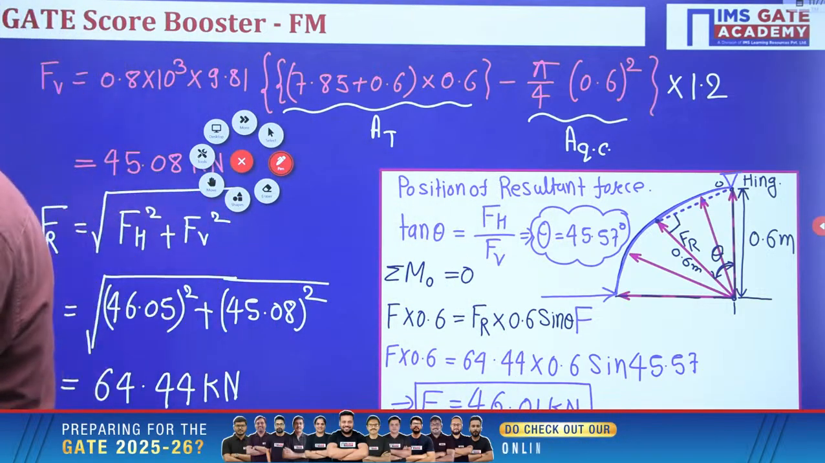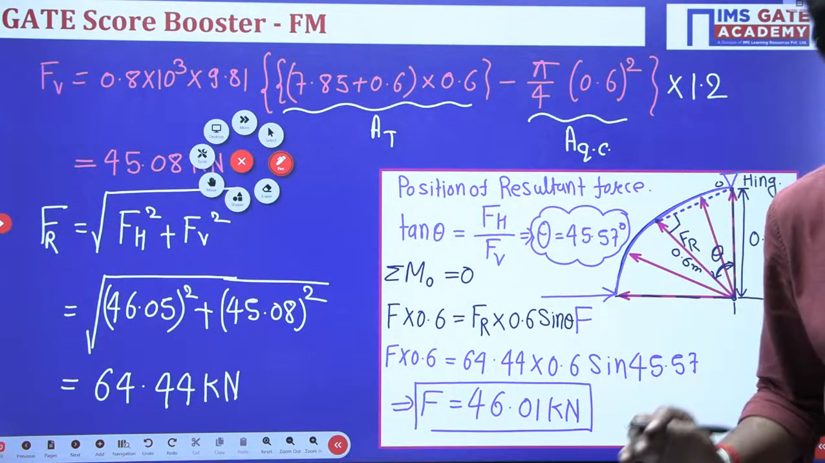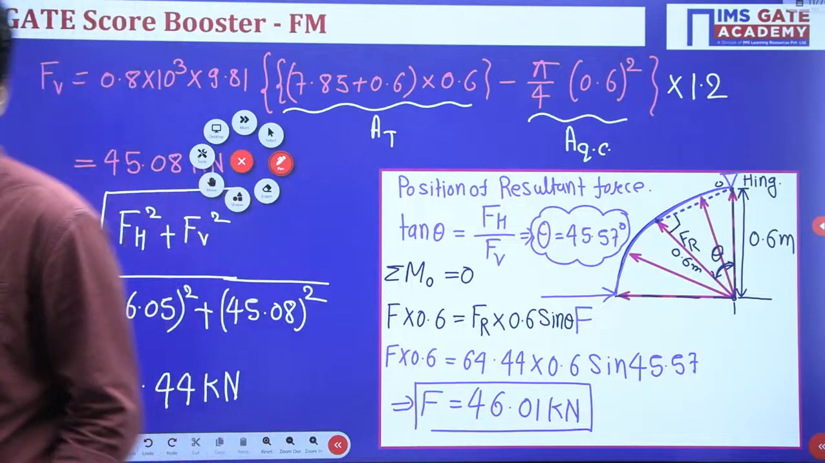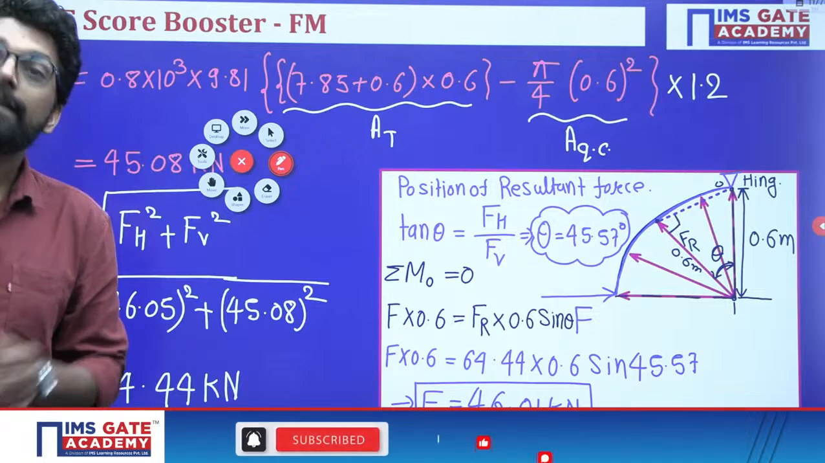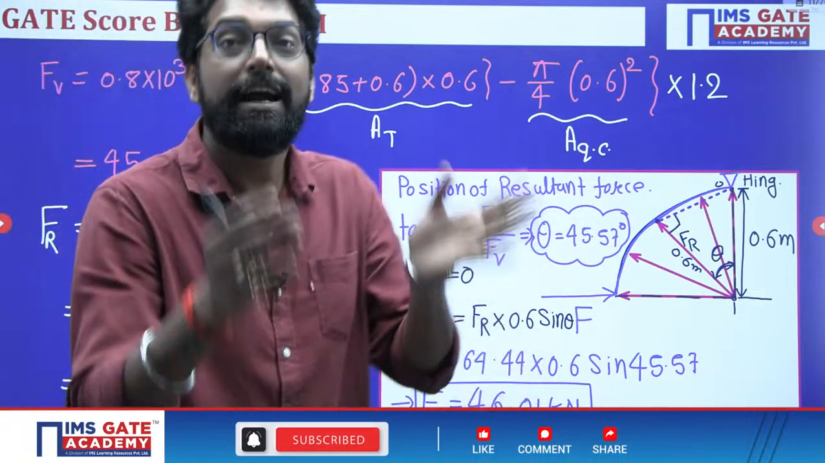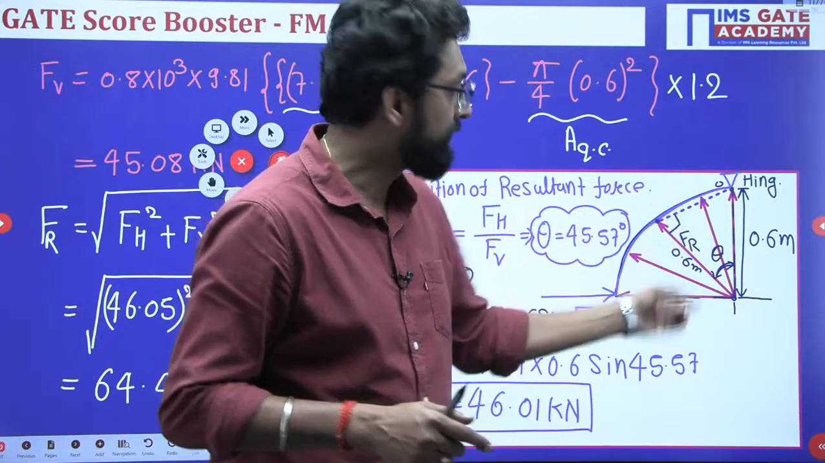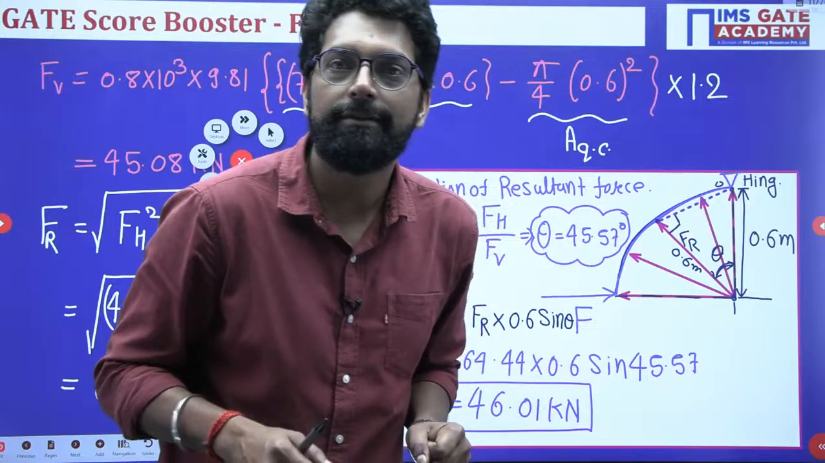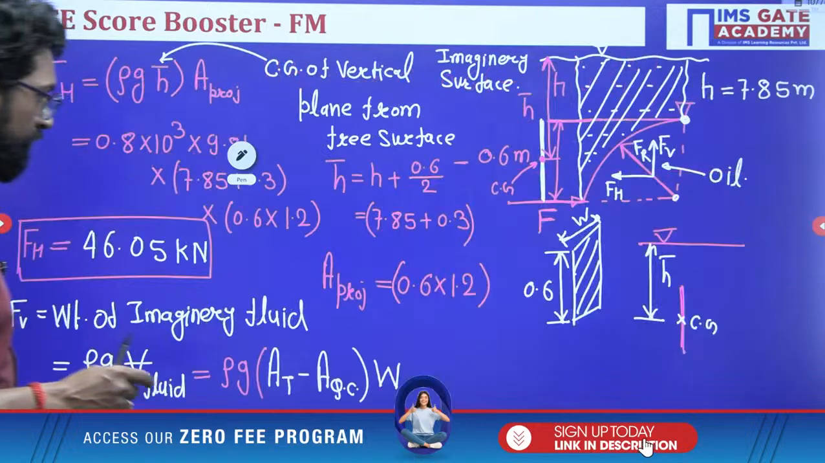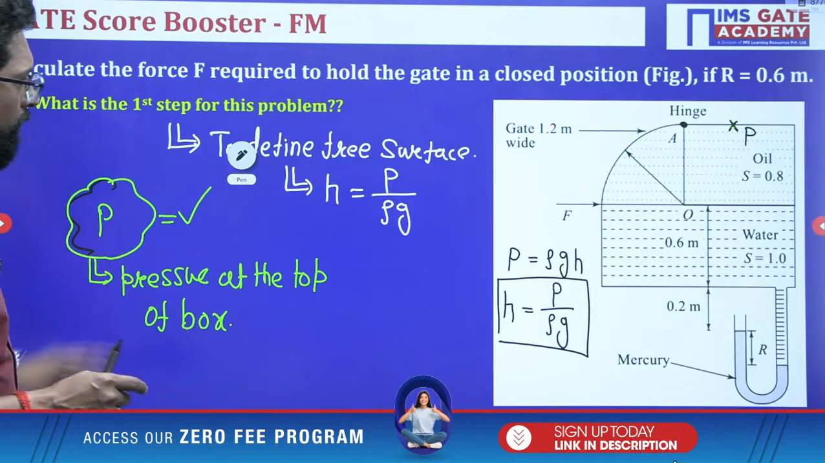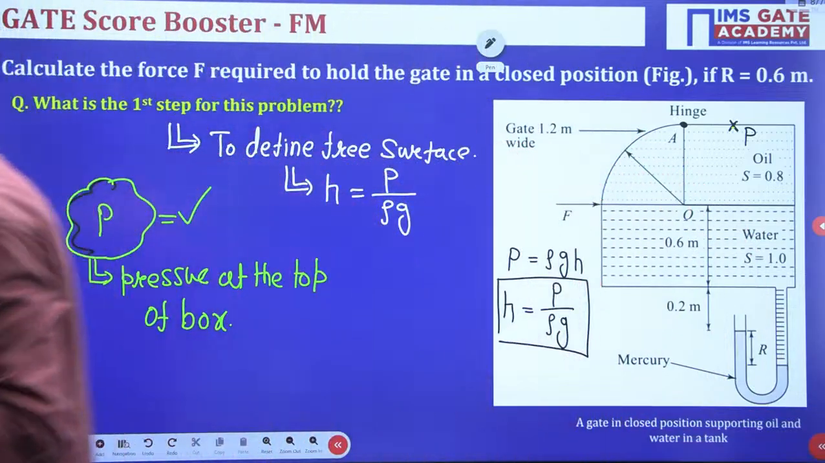Clear? Clear na? So this is the concept. What is the concept in this one? We first create an artificial free surface. Then we calculate the horizontal force and vertical force. Then we calculate the resultant hydrostatic force. Then we balance the moment at the hinge point. Clear? Everyone, please. This is the concept of this problem.